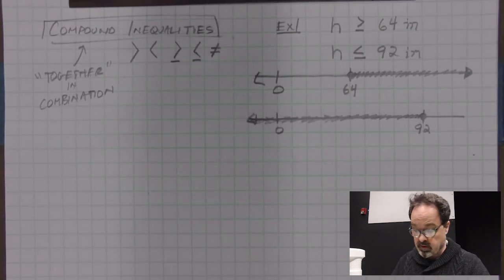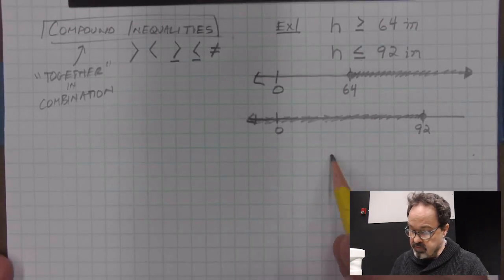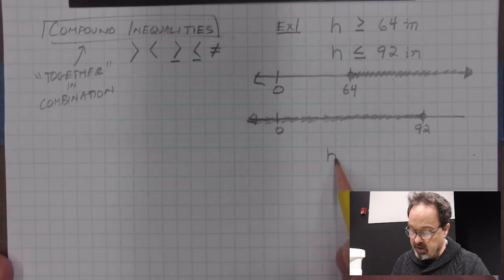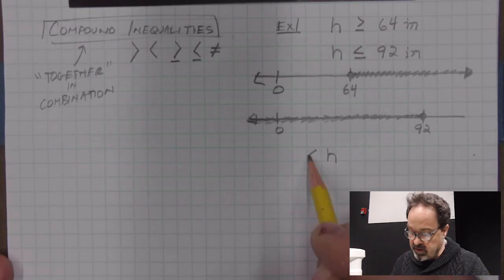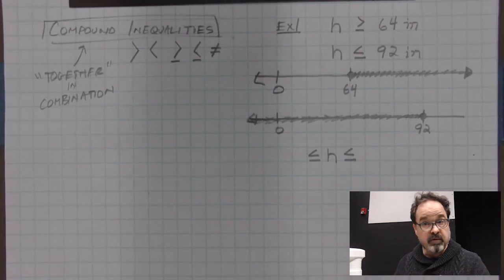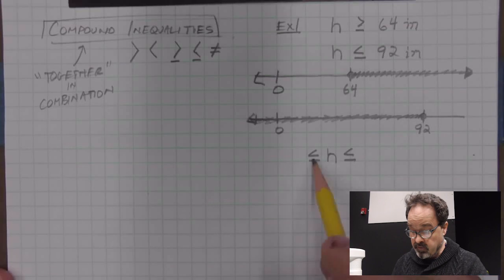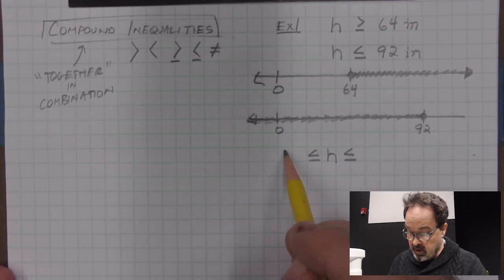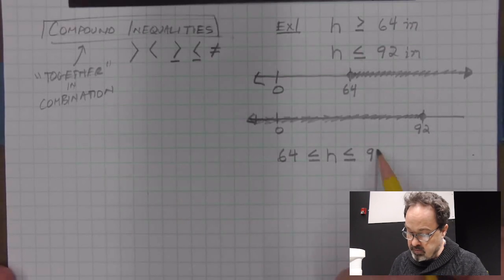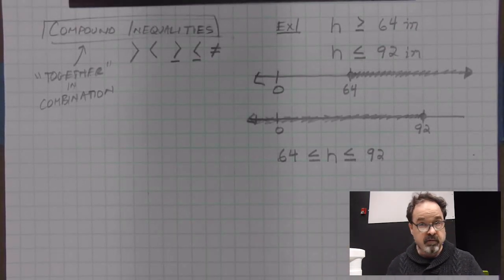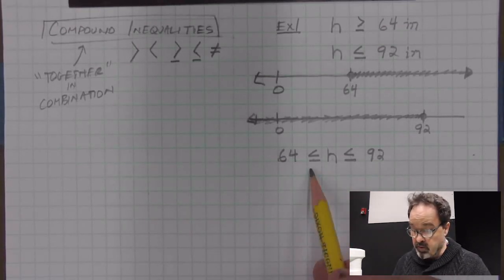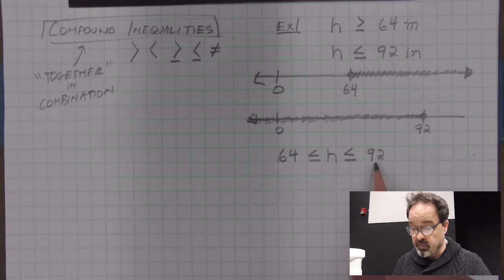Let's bring them together. We can bring these two together in a compound inequality or a double inequality by writing h and putting h in between a low number and a high number with these two inequality symbols. So h is in the middle, and the low number goes on the left, the higher number goes on the right. H is in between 64 and 92. H is greater than or equal to 64 and less than or equal to 92.